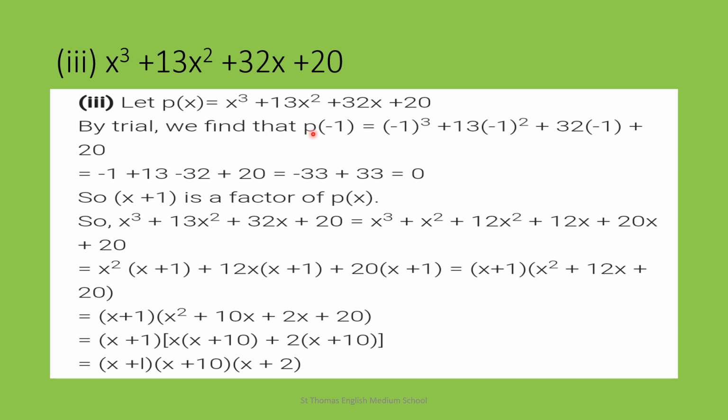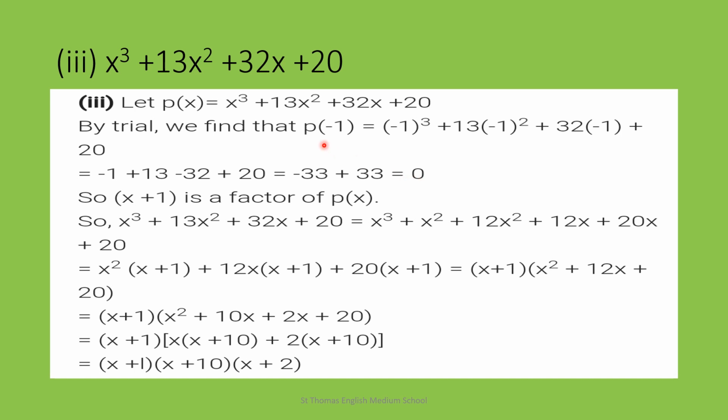Here teacher is going to take p of minus 1. That means replace x by minus 1. You will have minus 1 cube plus 13 multiplied by minus 1 square plus 32 multiplied by minus 1 plus 20. So you will have minus 1 cube, that is minus 1, plus 13 multiplied by minus 1 square, that is plus 1. 13 multiplied by 1 is plus 13, plus 32 multiplied by minus 1, that is minus 32 plus 20. Adding these terms you will get minus 33 plus 33, that is equal to 0.